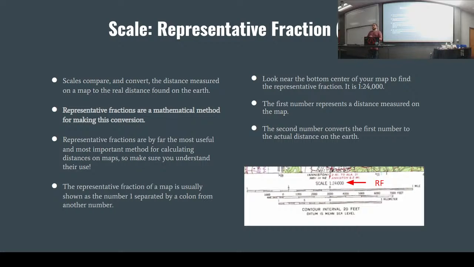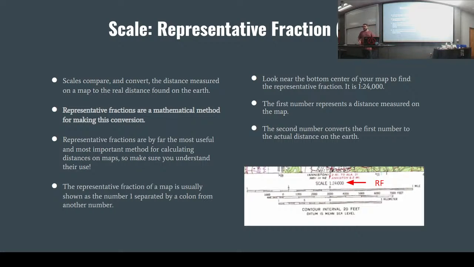Next, we're going to be talking about the types of scales you can find on a map. Scales compare and convert the distances measured on a map into real-world distances on the Earth. So, we're going to be going over the representative fraction. The representative fraction, which is also just shorthand RF, is a mathematical equation of sorts to convert distances from measuring on a map to real world distances.